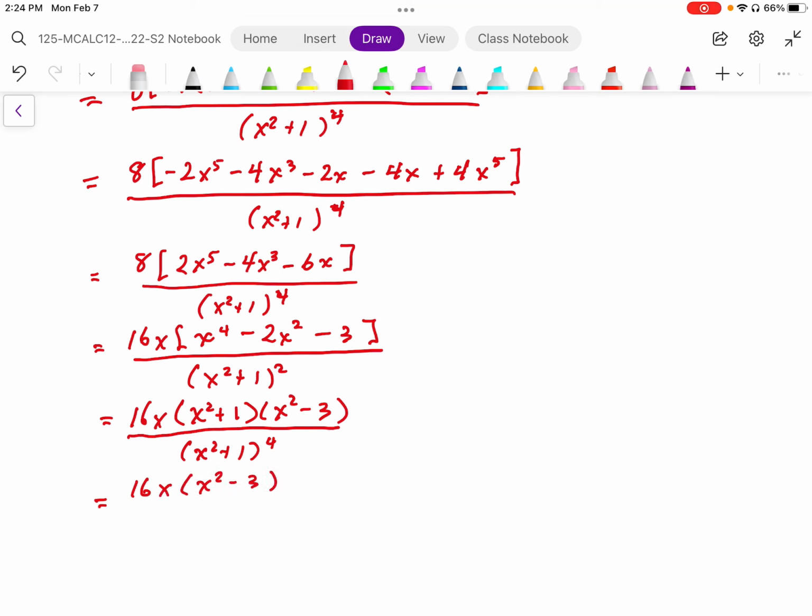x squared minus 3. That's the numerator, which is going to give me my zeros for my inflection points. And I end up with x squared plus 1 to the power 3 now. So I don't need to worry about the denominator. And for that matter, the denominator is always positive. So when the second derivative is equal to 0, we know that x is equal to 0 and x is equal to plus or minus square root 3.